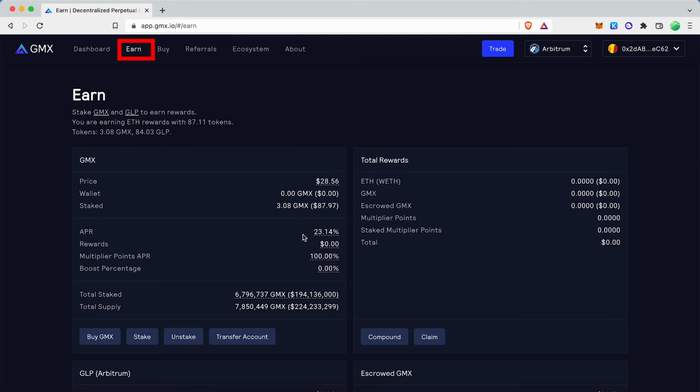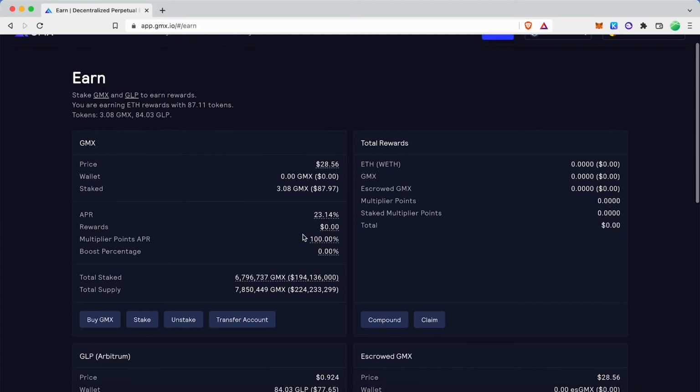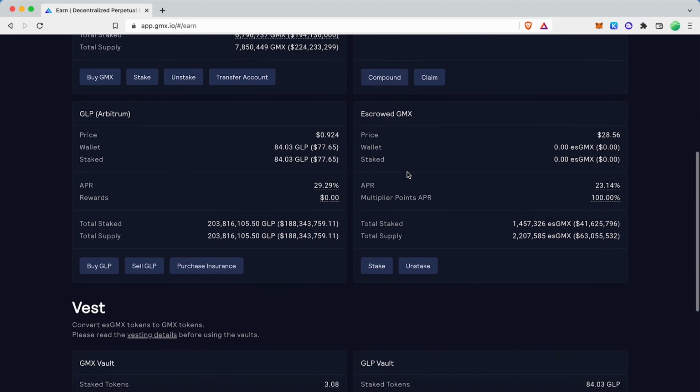GLP token no need to lock. Holding GLP tokens will earn exchange swap fees.